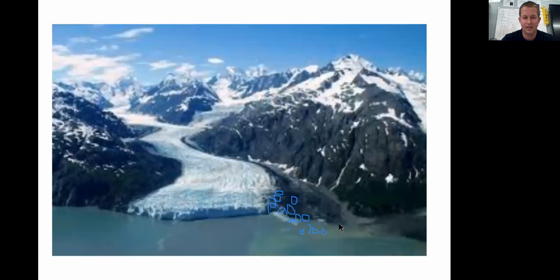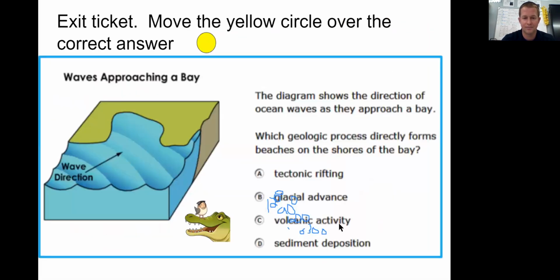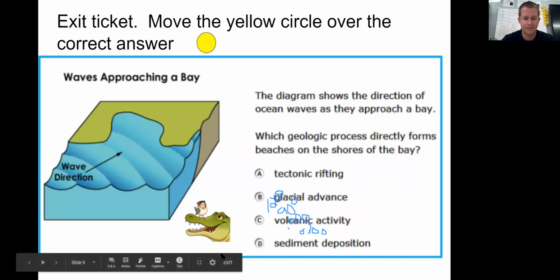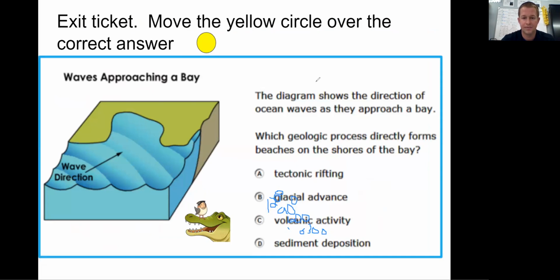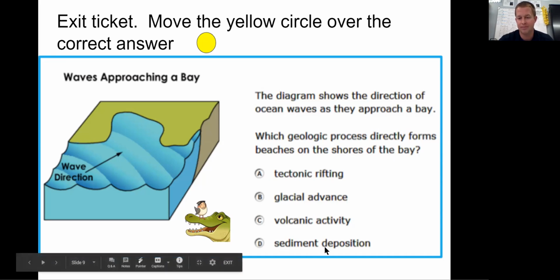That we would look at, here's a glacier. I don't know how to get that writing off. There we go. So this question is, which geologic process directly forms beaches on the shores of a bay? Go ahead, pause and write what you think it is. The correct answer is D, sediment deposition.